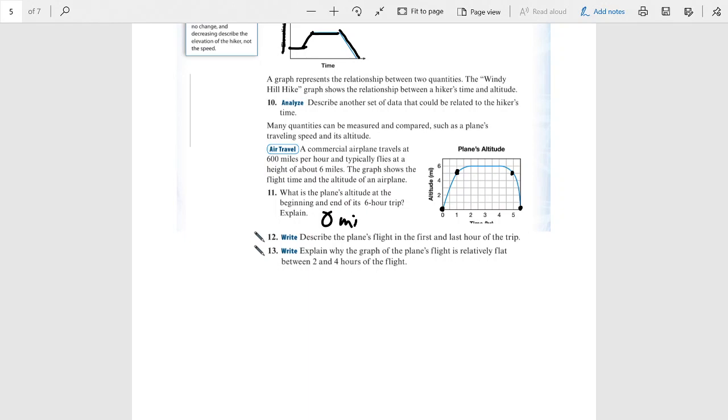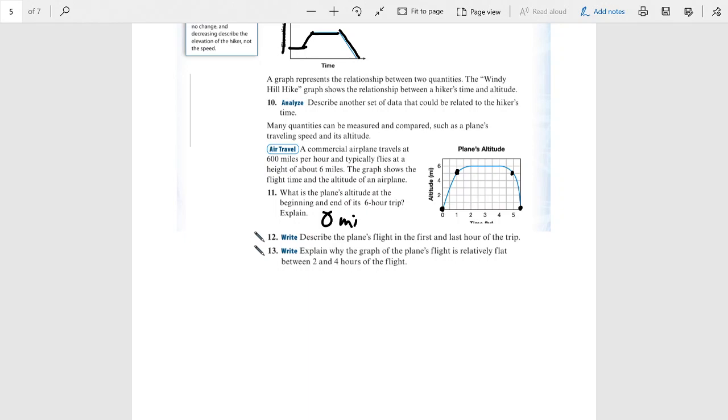In the first hour, it looks like it's increasing in altitude pretty rapidly. And similarly, in the last hour, it's decreasing rapidly. I would imagine this is when it's trying to get up to the correct height and when it's going back down to the tarmac. And lastly, number 13, explain why the graph of the plane's flight is relatively flat between the hours of 2 and 4.